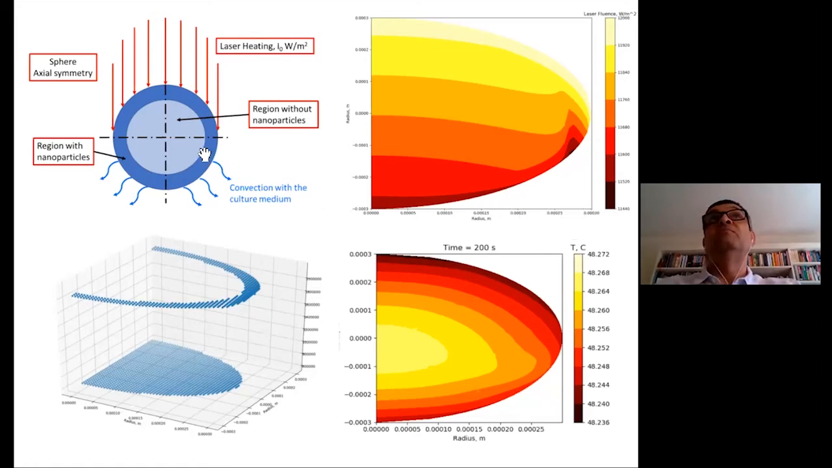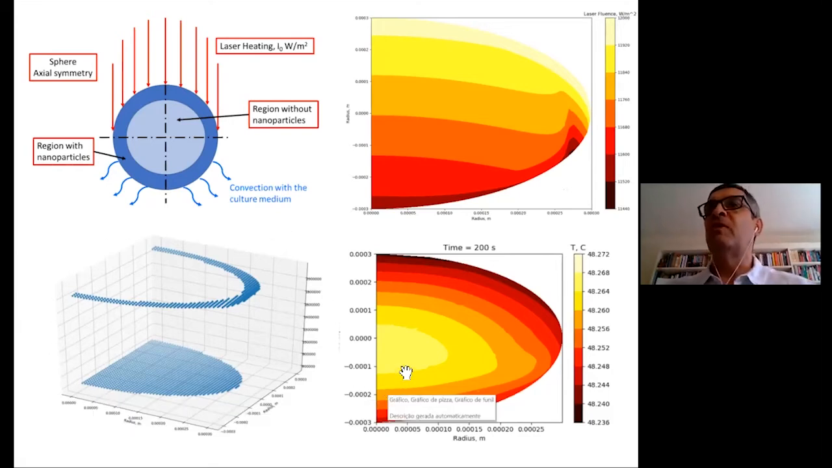This figure on the top is the laser fluence rate inside the spheroid. We can see that it's larger at the top hemisphere, and it decreases as it is absorbed by the cells and the nanoparticles inside the spheroid. But again, it's almost uniform there. And this laser fluence results in this heat source that is presented on this figure at the bottom on the left.